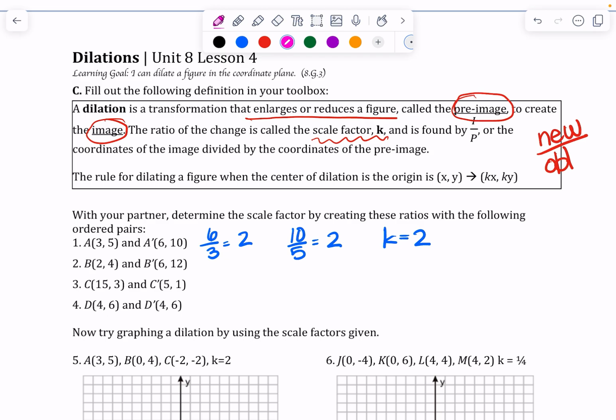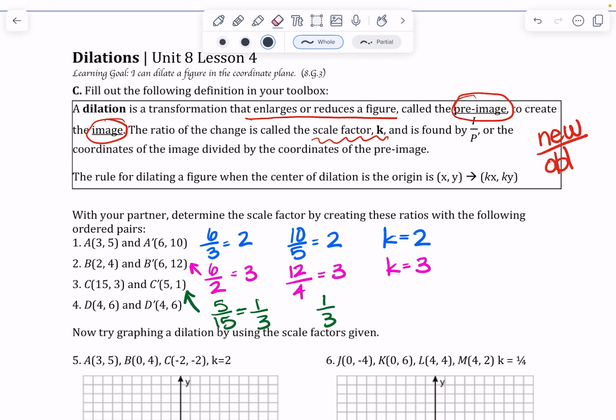Okay, so on number 2, you would do 6 divided by 2, and you'd get 3. 12 divided by 4 on the y-coordinates is also 3, so the scale factor is 3. So the shape would have gotten 3 times bigger. On number 3, you'd have 5 divided by 15, which is 1/3, and then 1 divided by 3 is still 1/3. Notice that it started big and it went small, so your scale factor needs to be less than 1. So our scale factor is 1/3.